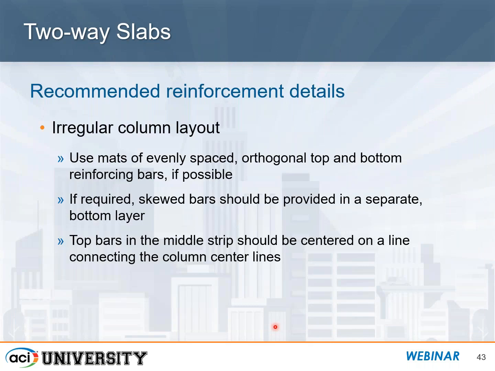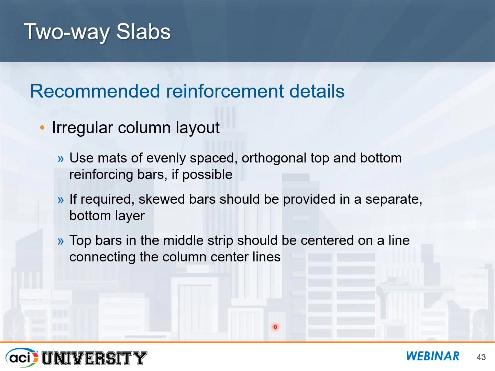Now, as we've seen more often than not, we're going to have an irregular column layout. And what we recommend in such situations is to use mats of reinforcement for both the top and bottom bars that are perpendicular to each other and evenly spaced. If you need any additional bars, then you could put those in at different locations where they're warranted. But having this nice grid of top and bottom bars is going to help a lot with respect to placing the bars when you have a regular column layout.